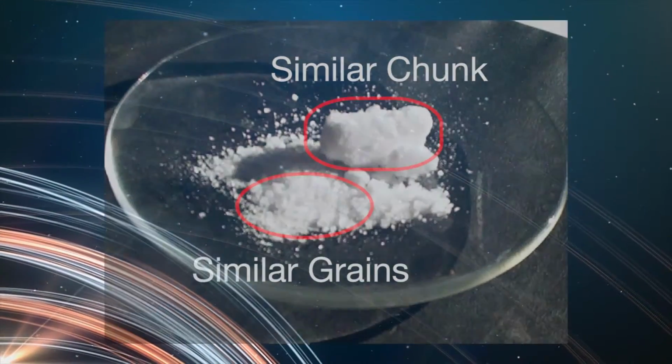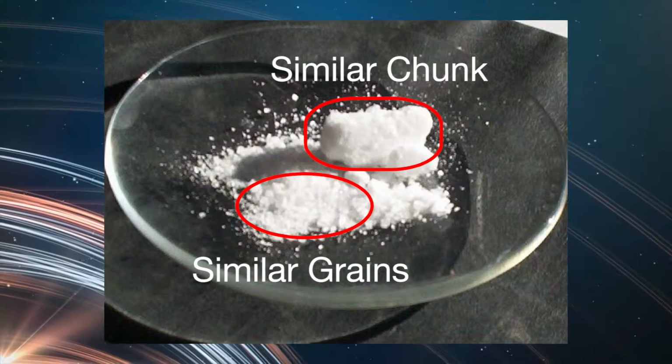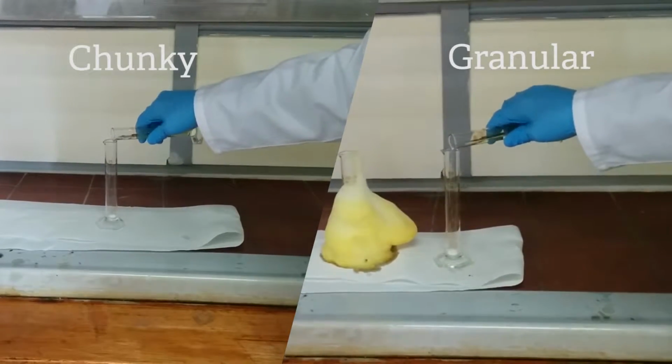In the first test, a compressed chunk of potassium iodide was used, giving a small surface area for the reaction to occur. For the second reaction, the potassium iodide was in powder form with separate crystals, giving a large surface area for reaction with the hydrogen peroxide.